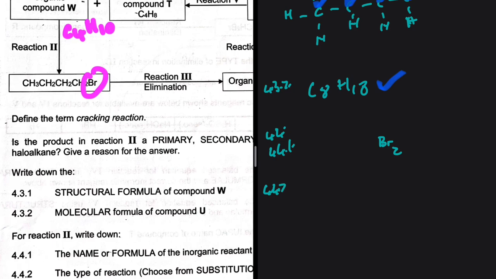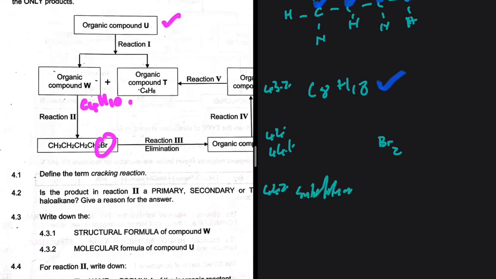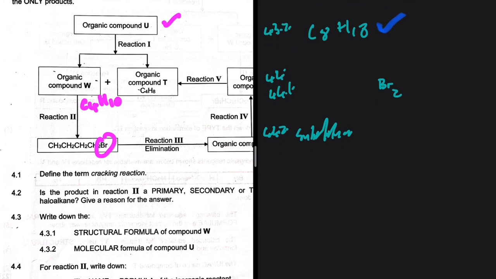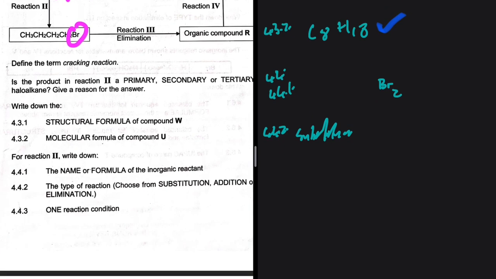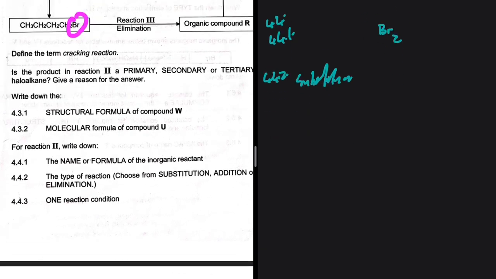And then 4.4.2, the type of reaction. Well, how do you get 4.4.1 right and get 4.4.2 wrong, right? The type of reaction that takes place here is substitution. Why do we say so? We start with a saturated organic compound and we end up with a saturated organic compound. Something has been substituted, nothing has been added or removed. That's 4.4.2. And then last question, is it? No, it's not. It's just the last question on this page.